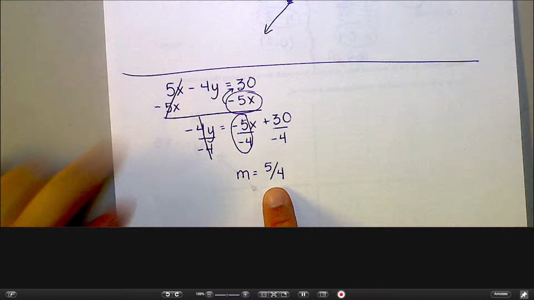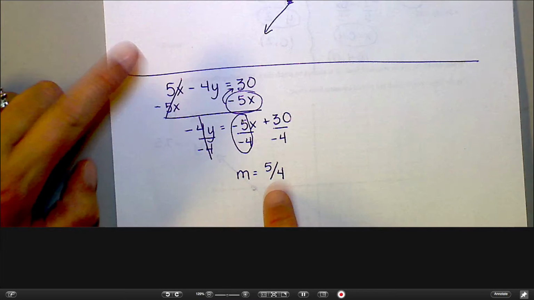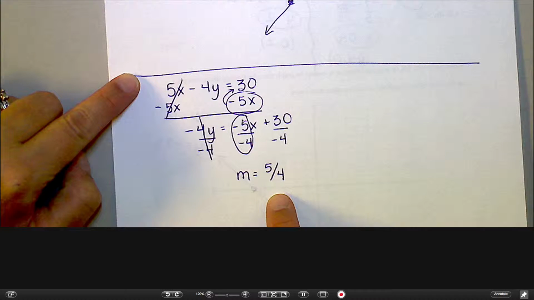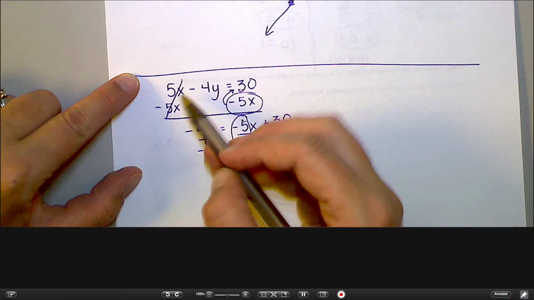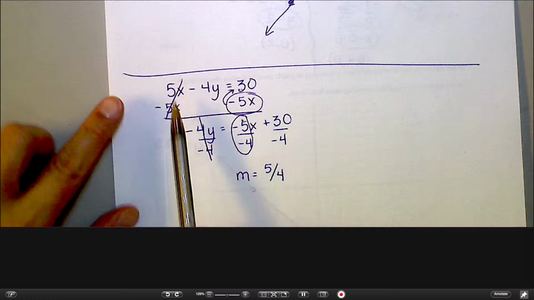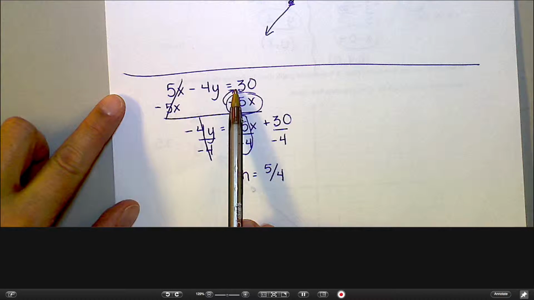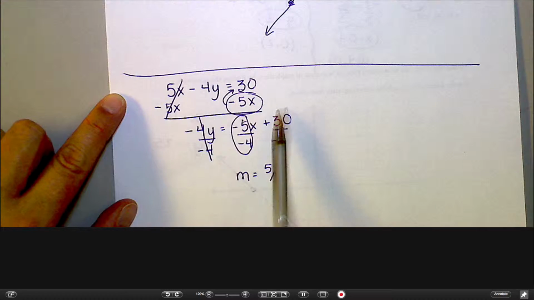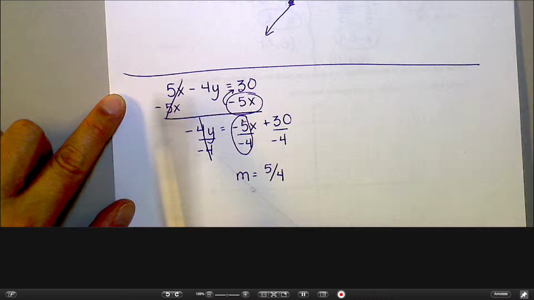I want you to look at that compared to the original equation. Do you see the relationship between the numbers there? That every time you do this process, you're going to move this number over to the other side. So when you move this to the other side, it's going to become negative. What if it was already negative?